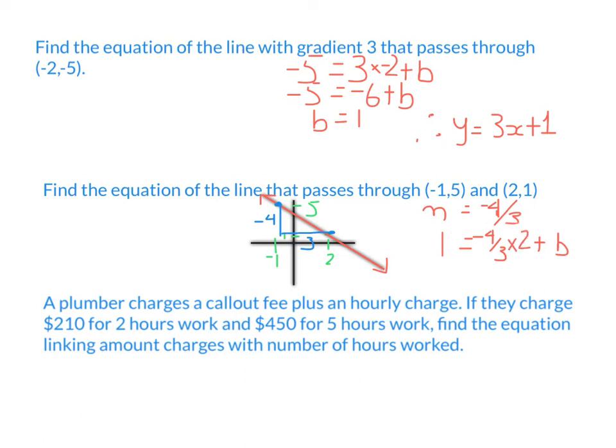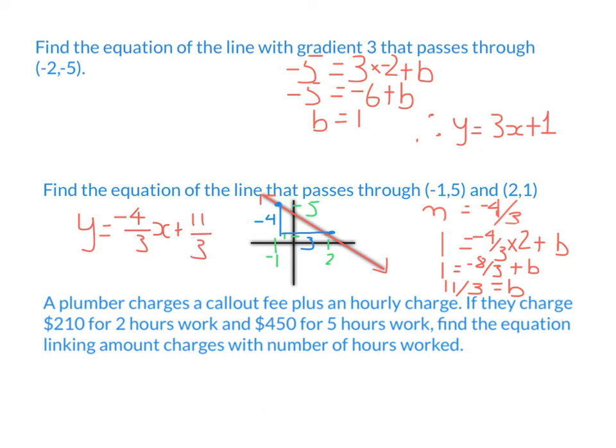So now I have an equation to solve. So minus 4 over 3 times 2 is minus 8 over 3. I'm just going to add 8 over 3 to both sides. I get 11 over 3. That's b, the y-intercept. So the equation of this line is y equals gradient times x plus y-intercept.